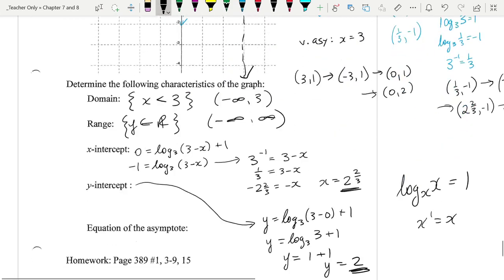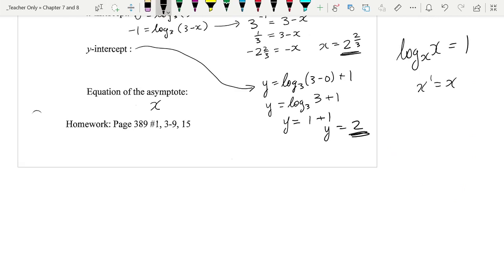3 does. So x equals 3 is my asymptote. And there we have it. That's graphing. Yeah, it does. You're right. It does kind of give you both the intercepts, especially when you graphed it.